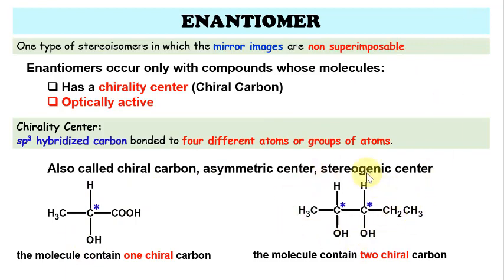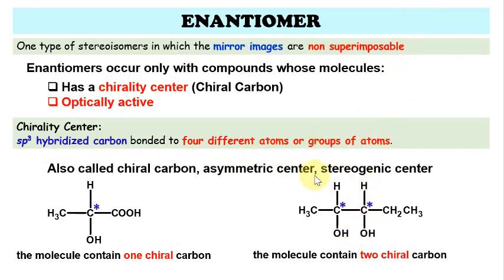And then the other molecule here is an example of a molecule that contains 2 chiral carbons. So chiral carbons can exist in one molecule; it's not just one chiral carbon in one molecule. There can be many more, provided that the carbon is first an sp3 hybridized carbon and is also attached to 4 different atoms or groups of atoms.